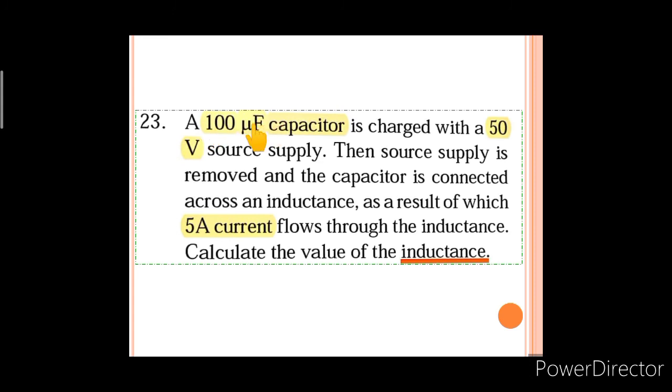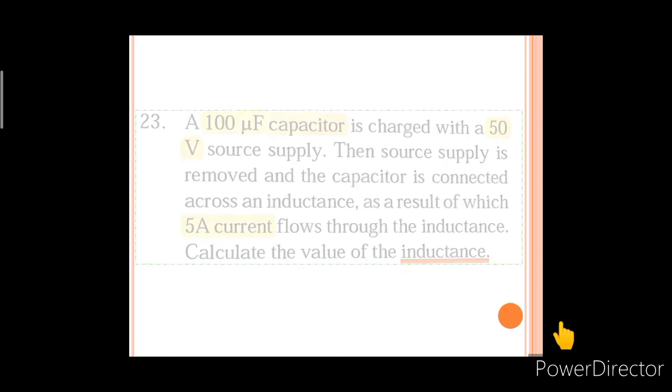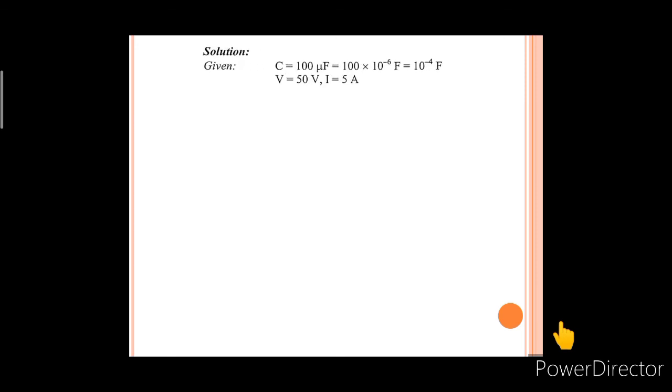Now here, the value of the capacitor is given as 100 microfarad, which is charged with a 50 volt source supply. When the source supply is removed and the charged capacitor is connected across the inductance, a current of 5 ampere flows through the inductance, and hence we have to calculate the value of the inductance there. Let's see the solution. First of all, we have to write down the data.